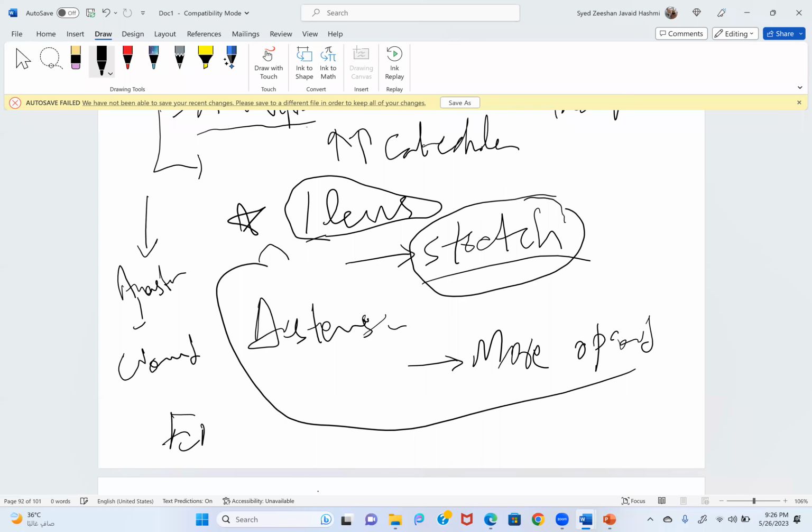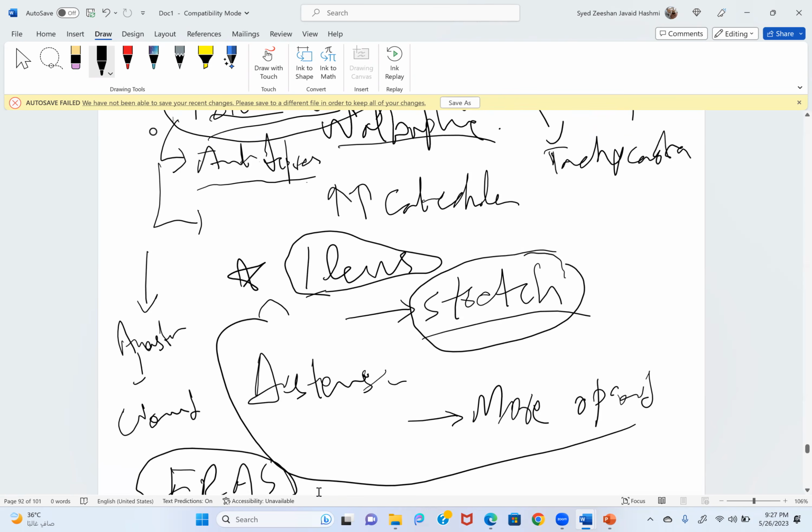Then ERAS, enhanced recovery after surgery. ERAS protocol also will create a problem. If you are having this ERAS protocol, you are trying to enhance recovery after surgery. You are trying to reduce the morbidity. You want to reduce the hospital stay, and you are giving a lot of opioids. So it will create problem for you. Okay. So this is again a problem you can avoid if you are not giving opioids.